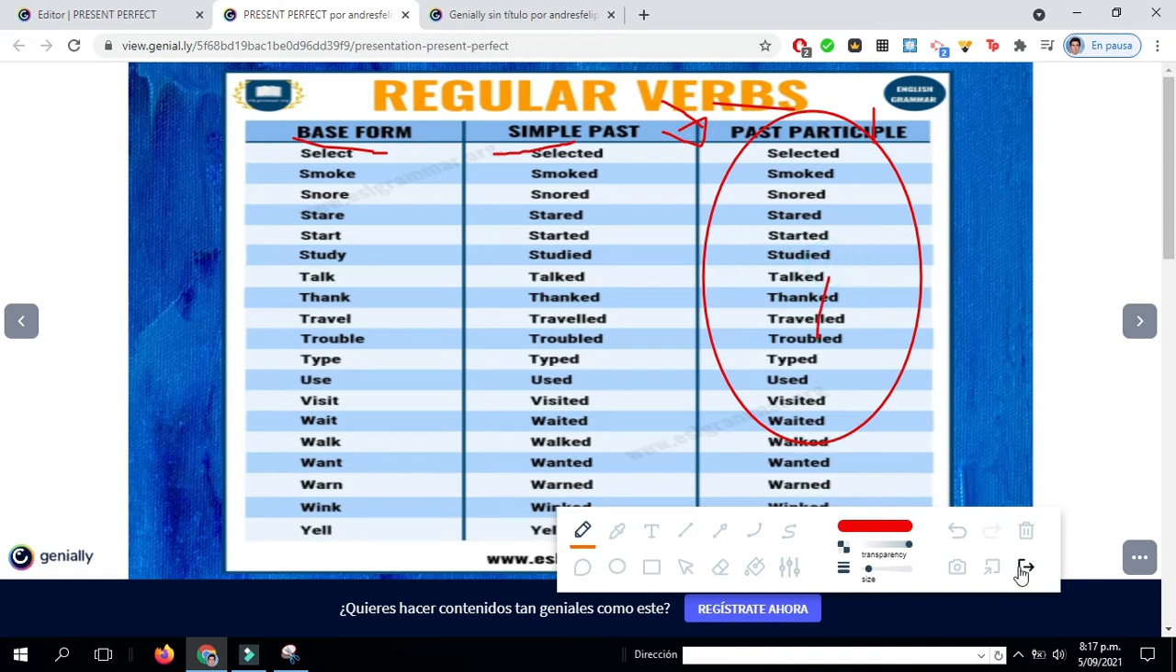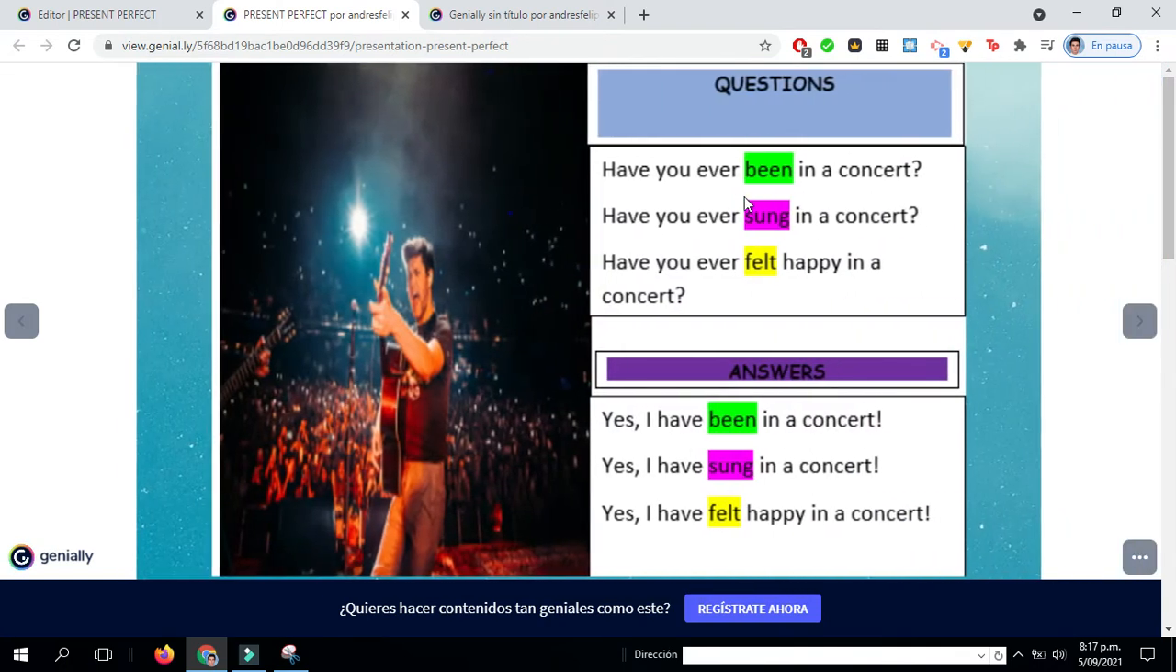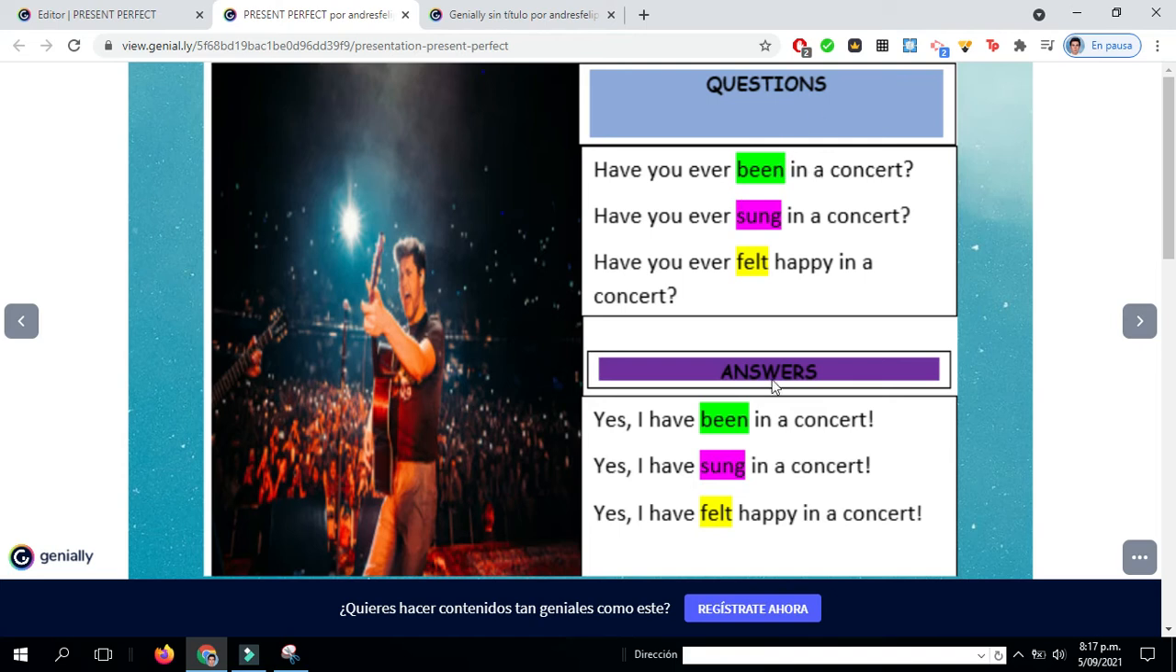So pay attention to some examples. These are some questions in present perfect, and these are some answers in present perfect. So pay attention to these questions. Have you ever been in a concert? Have you ever sung in a concert? Have you ever felt happy in a concert? The answers: yes, I have been in a concert. Yes, I have sung in a concert. Yes, I have felt happy in a concert.